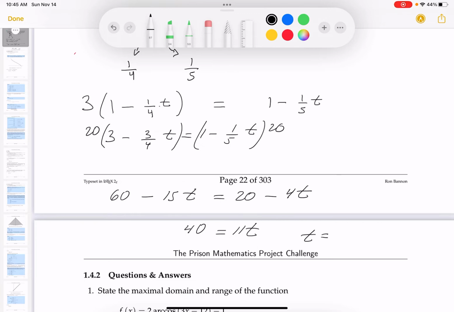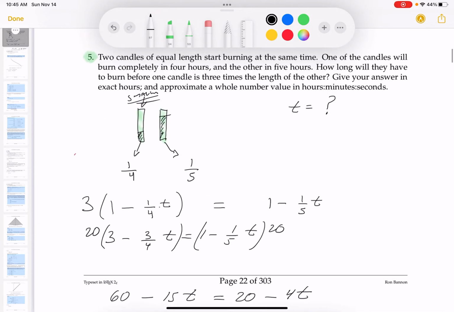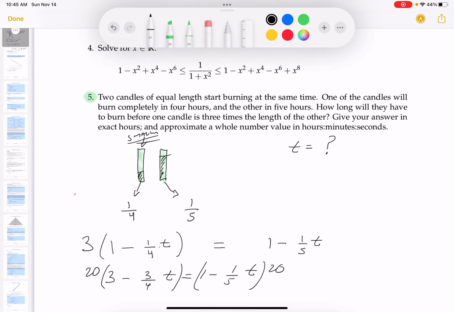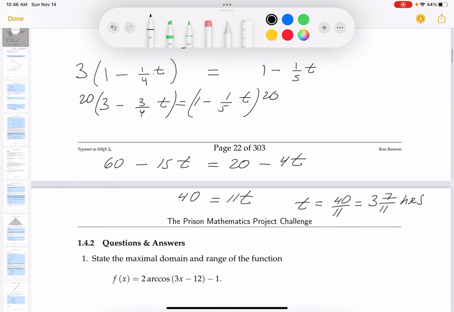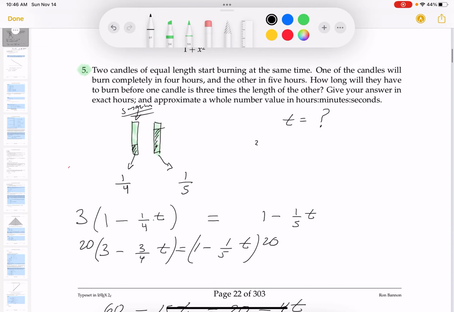What's t going to be equal to? 40 divided by 11, which is 3 and 7/11 hours. Let me go back and see what their question was. They said to give your answers in exact hours and approximate to the nearest whole number of hours, minutes, and seconds. So I got my answer: 3 and 7/11 hours. I'll write this down.